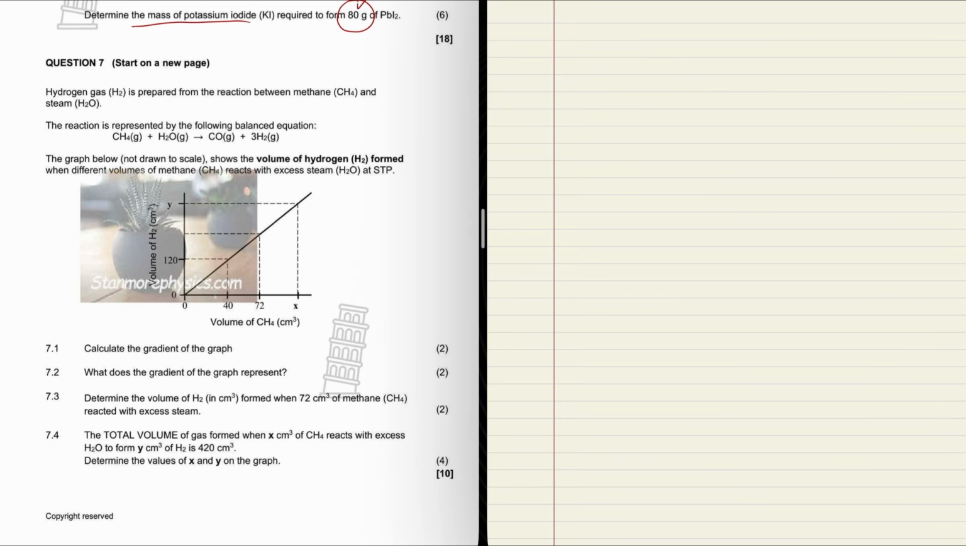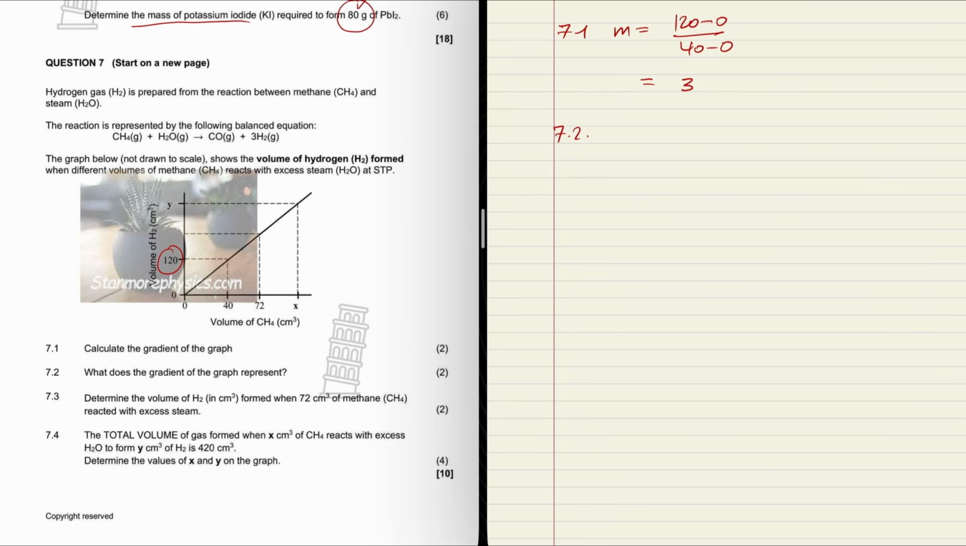I mean, gradient is not too crazy. So 7.1, the gradient is equal to the change in y over the change in x. So I'm simply going to say 120 minus 0 divided by 40 minus 0, and that's going to equal 3.